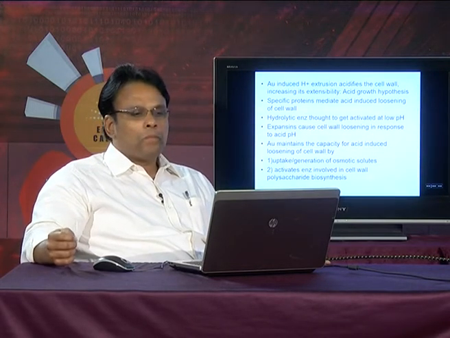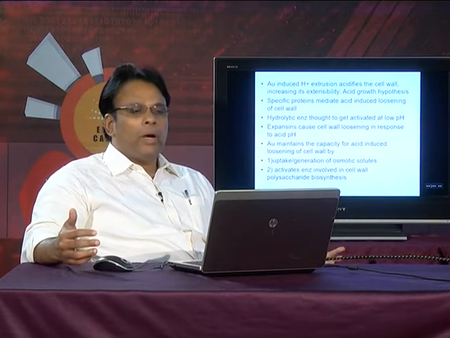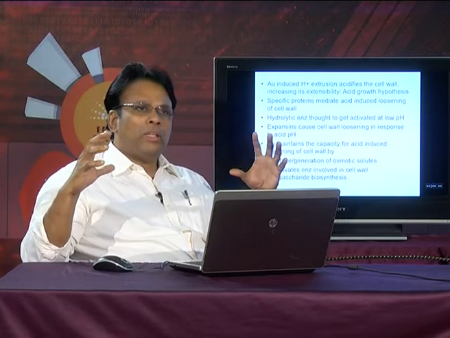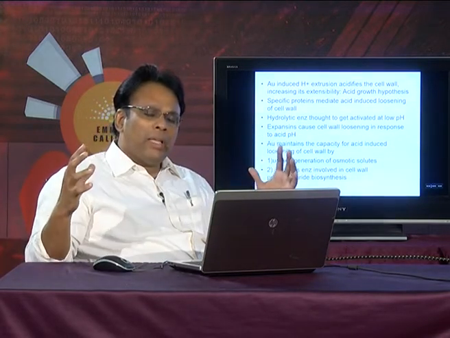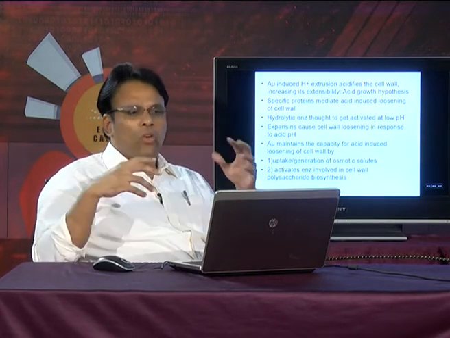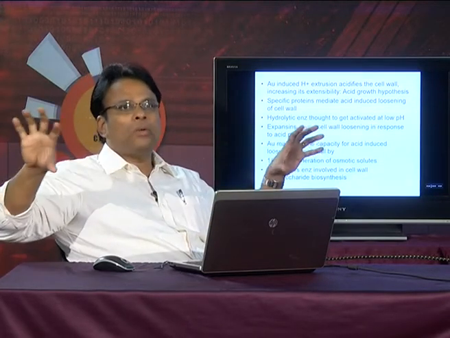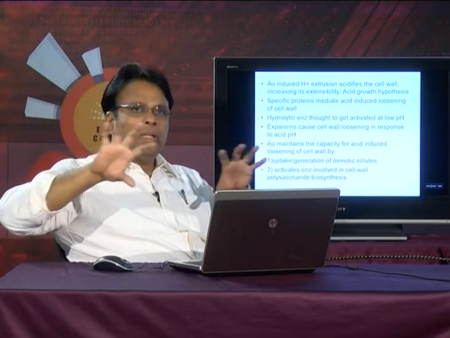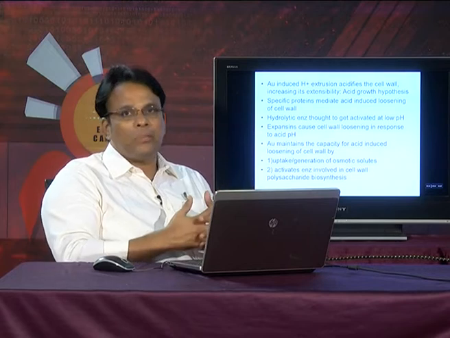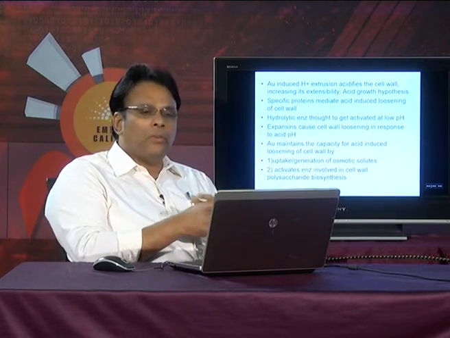of the cell. So, auxin maintains the capacity for acid induced loosening of the cell wall by uptake and generation of osmotic solutes. So, for the cell wall expansion to take place, not only the hydrolytic enzyme action is enough, not only the expansins action is enough, but the osmoticum has to get built up in the cell, because then only you can see that there is a pressure on the cell wall. When there is pressure, the extension of the cell will be facilitated by the action of expansins and hydrolytic enzymes, which we have already seen is activated by the action of auxin.